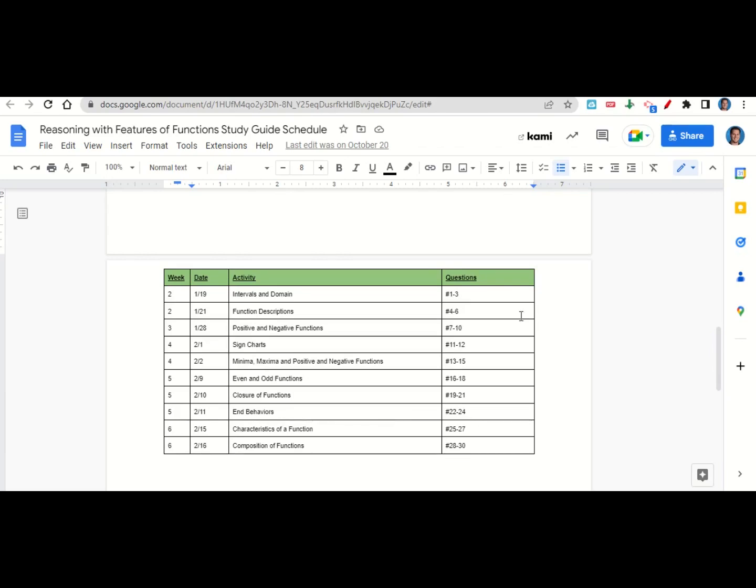By the 9th, you should be able to complete questions 16 through 18 on even and odd functions. By the 10th, you should be able to complete questions 19 through 21 on closure of functions. By the 11th, you should be able to complete questions 22 through 24 on end behaviors. By the 15th, you should be able to complete questions 25 through 27 on characteristics of a function. And by the 16th, you should be able to complete questions 28 through 30 on composition of functions.